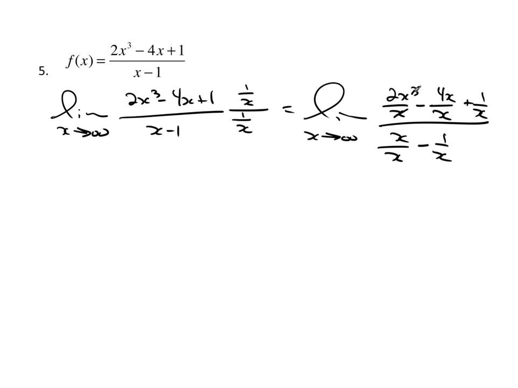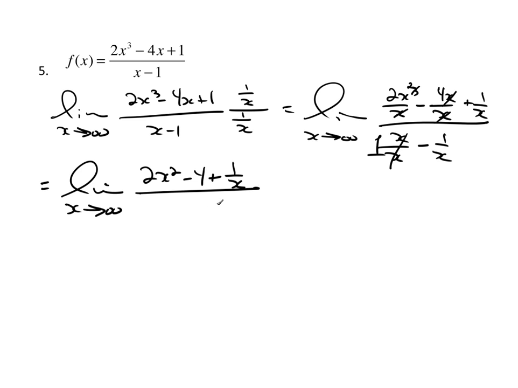Now this will cancel and give me an x squared. These x's will cancel, that won't. These will cancel, just give me a 1 right there. So what I actually have is the limit as x goes to infinity of, what was that? That's 2x squared minus 4 plus 1 over x, all over 1 minus 1 over x.